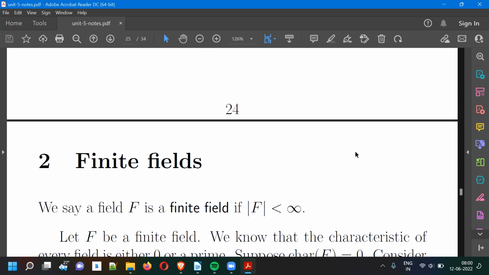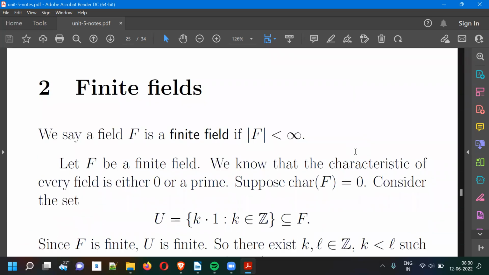Now we'll go to finite fields in the next part of this lecture. So we'll stop it.